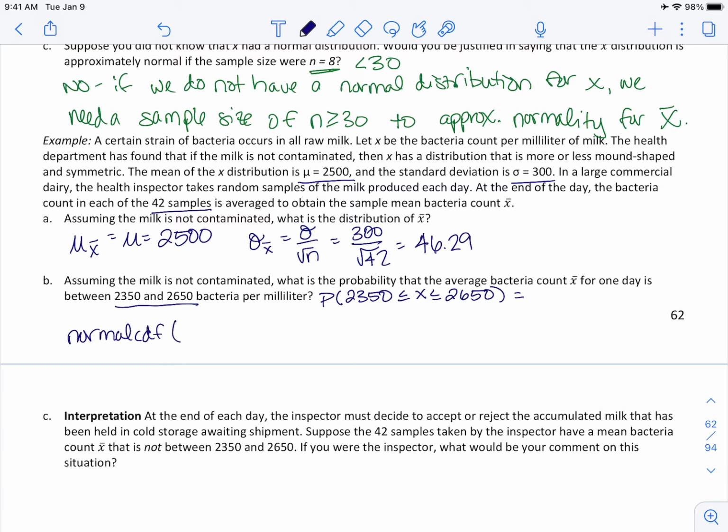CDF. Lower bound is 2,350. Upper bound is 2,650. Our mean is 2,500, and our standard deviation is 46.29. So this comes out to give us 0.9988.